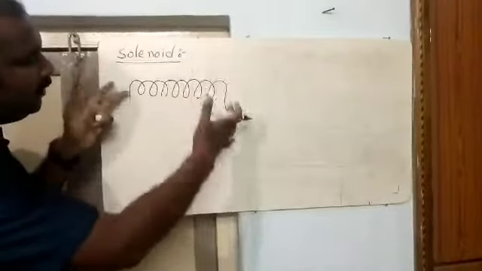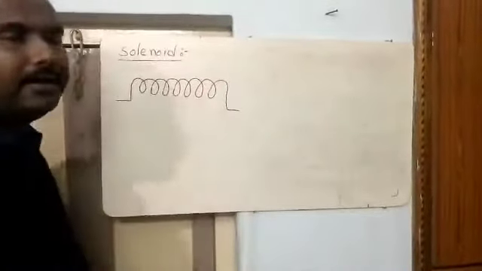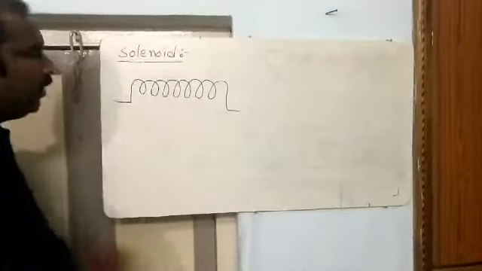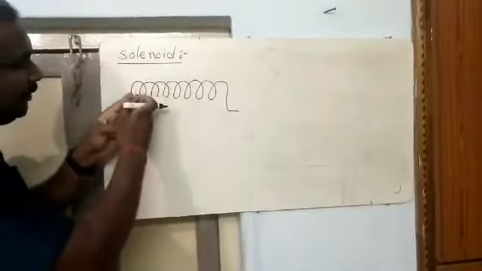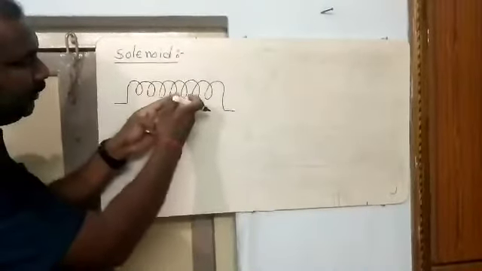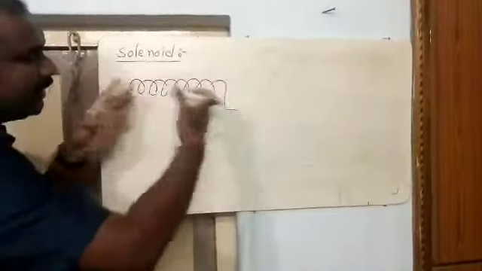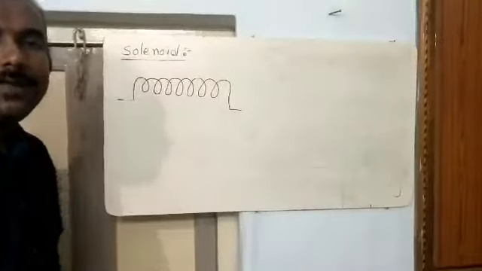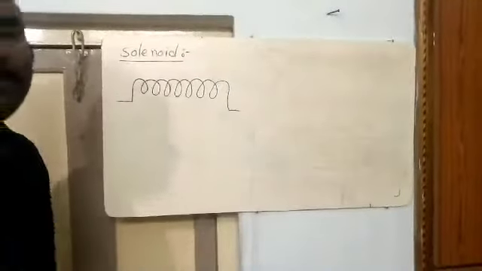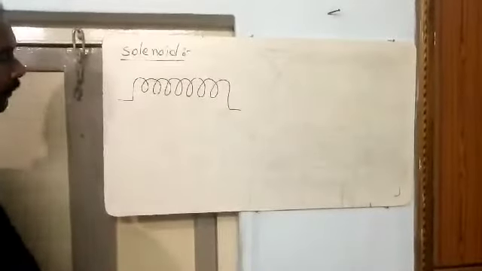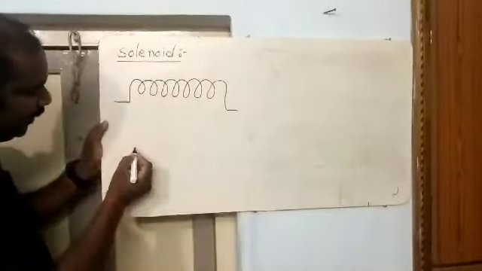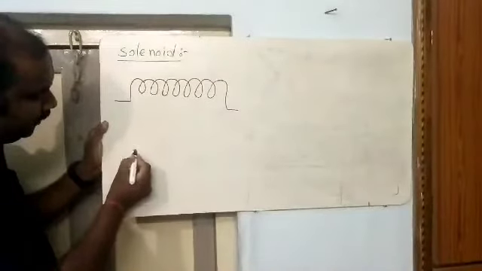Then, if I want to find the total magnetic field due to this solenoid, we have to do a vector sum. That means the first one, second one, third one, fourth one, fifth one, sixth one, seventh one, all these magnetic fields we have to sum up. Then only we can get the total magnetic field due to this solenoid. Now the same diagram here I'm redrawing. I'm taking one coil.